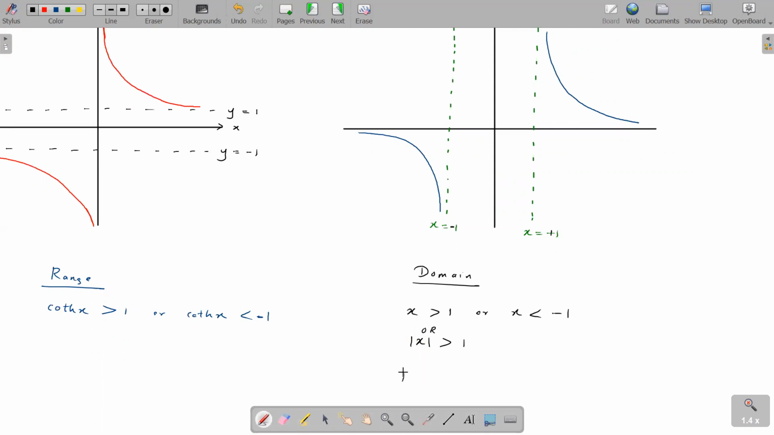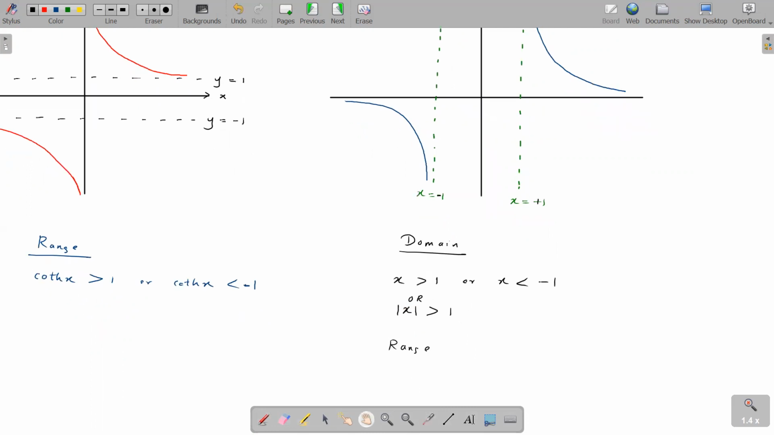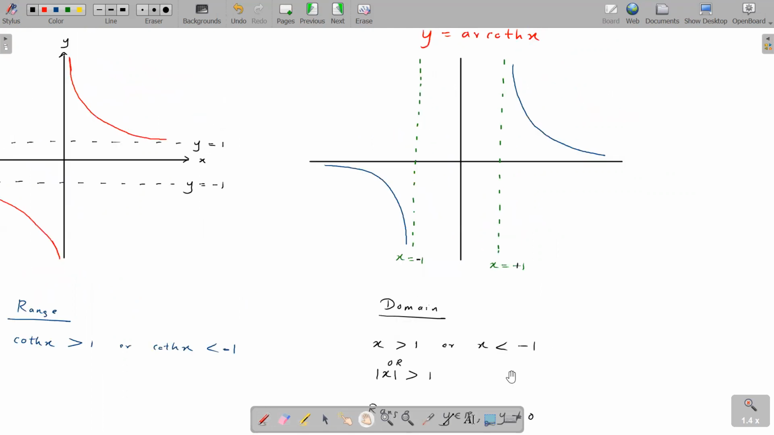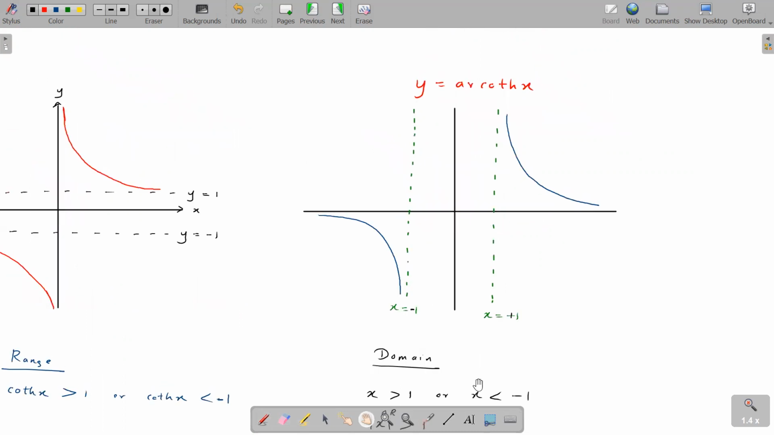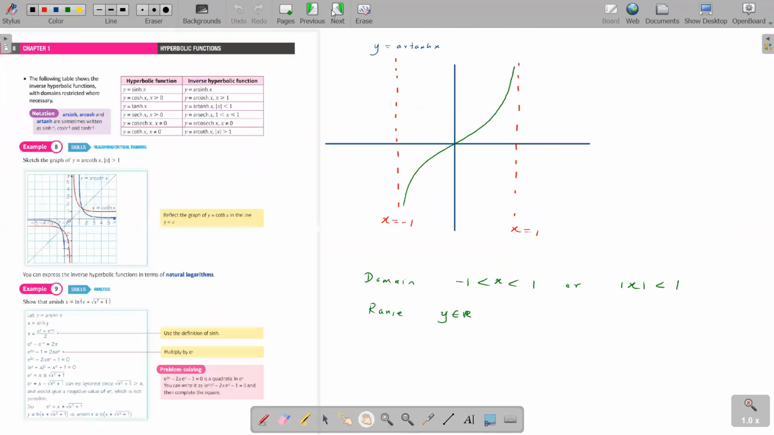And your range. I think you can see the y values. You have pretty much all the y values except the asymptote y equal 0. Except y equal 0, you have all the other y values. All right, guys. So this is the domain and the range. I hope this part is clear with everyone. So we discussed all the 6 inverse hyperbolic graphs.